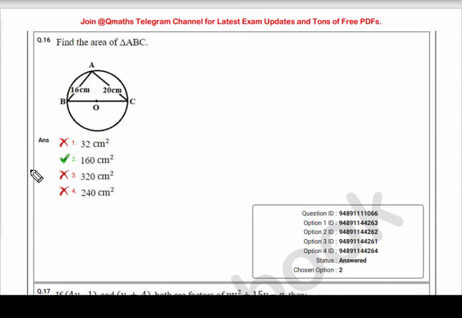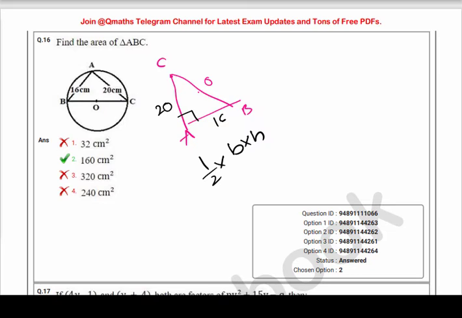So basically this is a right angle triangle, right? So this is a right angle triangle with this as diameter, so this is A and this is B, this is O and this is C. Now he has given the measurements, that is AB is 16 and AC is 20. So this is a right angle triangle. So what is the area of a right angle triangle? Half into base into height. So half into base is 16 into height. This is a very basic question. If you just know the fact that it is 90 degrees, you can solve it instantly and then we can get the answer.